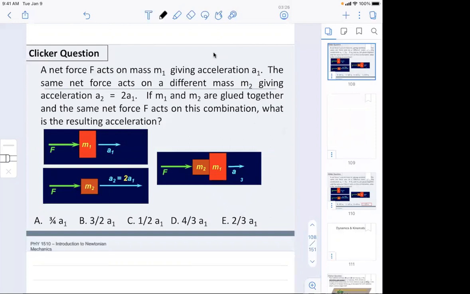Okay, so 10 more seconds. If you haven't voted already, please put in your choice.